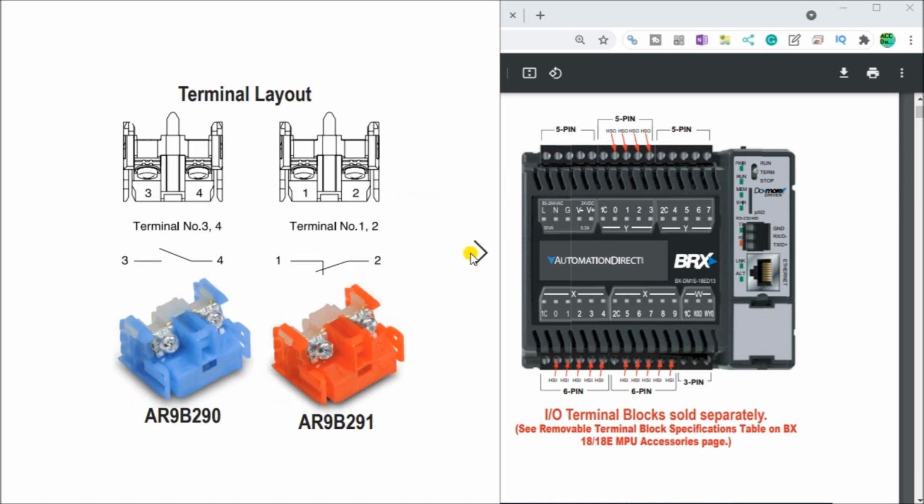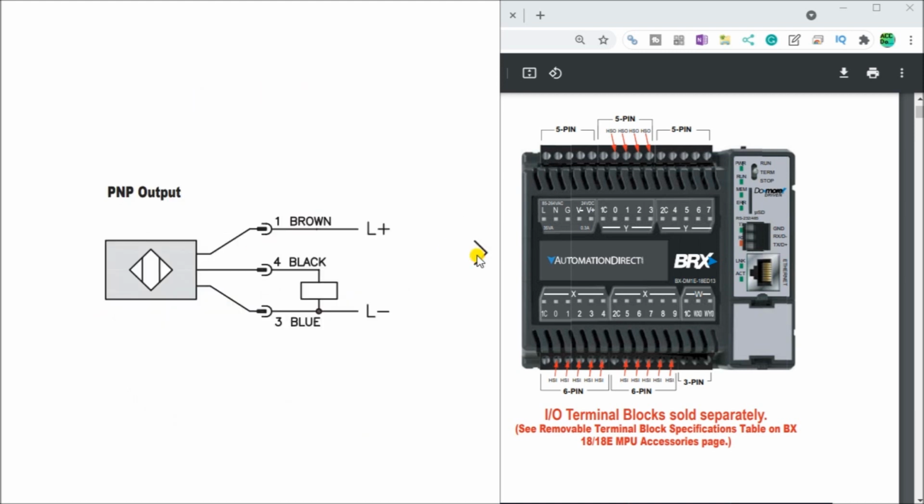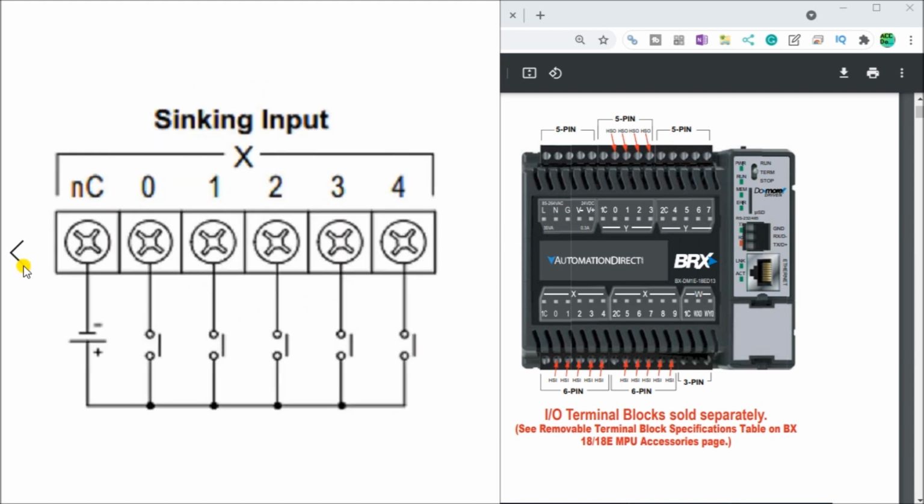And looking at a normally open, normally closed, you can see that sometimes they're color-coded. Our normally closed are usually color-coded in red, and our normally open terminals or blocks for our push buttons are blue. So let's go back to our wiring diagram here and actually physically look at what we have connected.